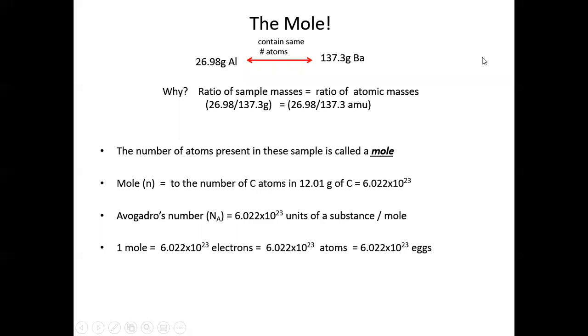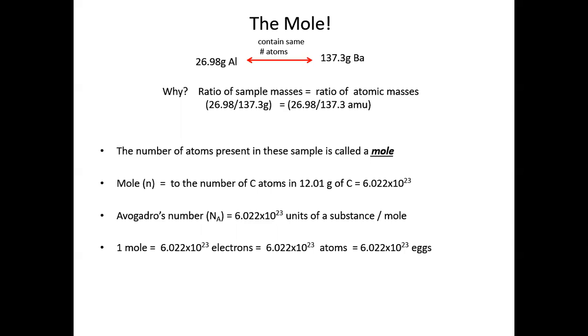So when we begin stoichiometry, we have to begin by discussing the mole, because the mole is the important component in stoichiometry. For stoichiometry, we're converting between moles of reactant, for example, to moles of product. And the mole helps us link mass to number of atoms, etc.